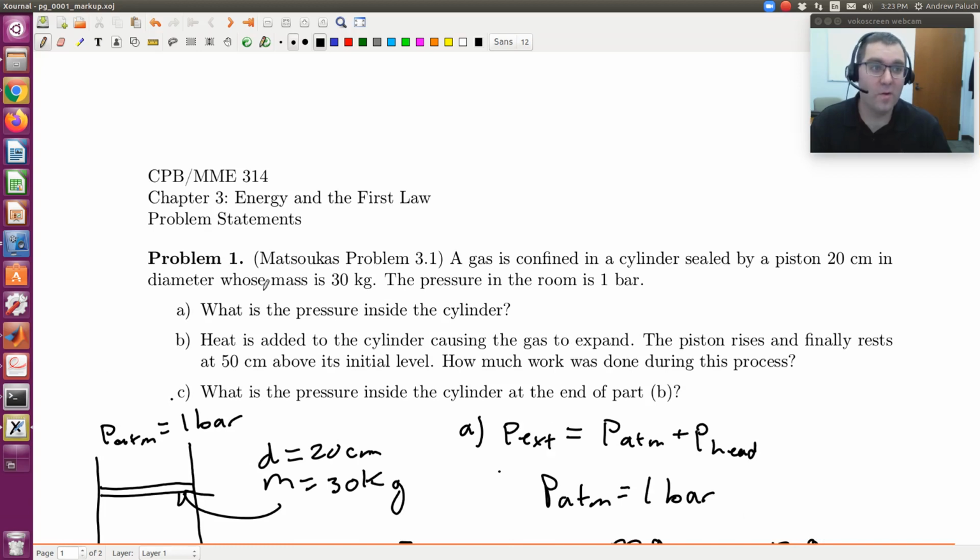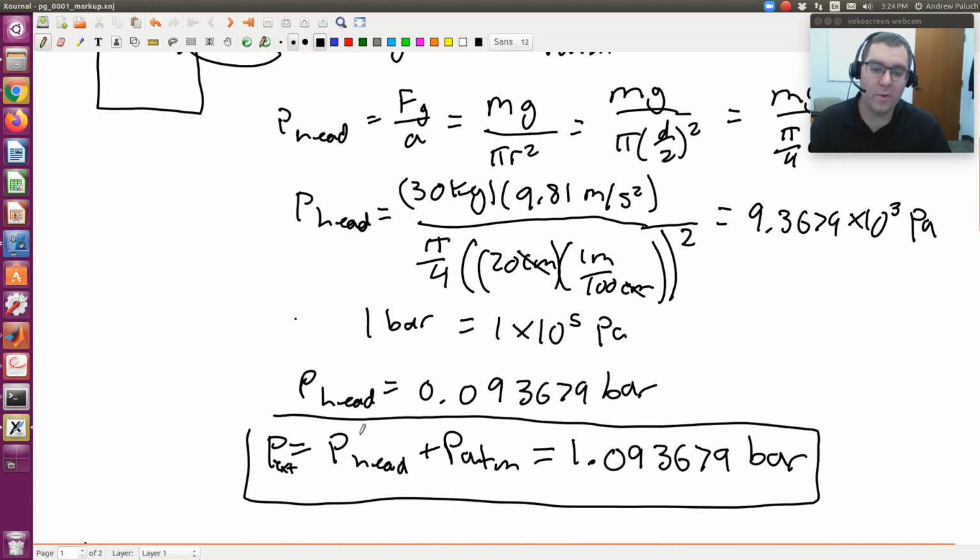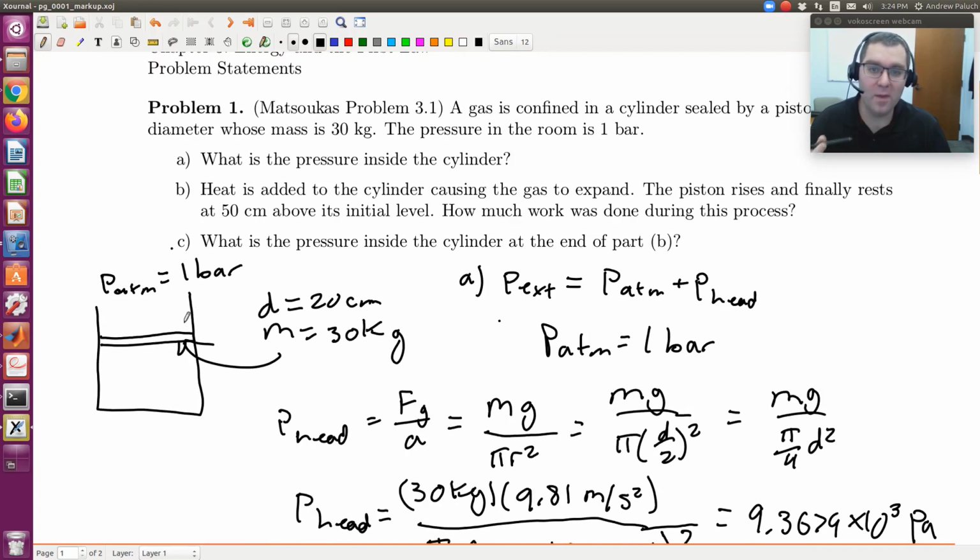Based on the problem statement and what we calculated in part A, we know the pressure is equal to this 1.09 bar. I have a piston, so as I expand, pressure is being held constant. So during this expansion process, pressure is going to be constant and equal to that value we just calculated. We're told that heat's added, but not how much heat. We're told heat's added so that the change in height is equal to 50 centimeters. And we're asked how much work is done.